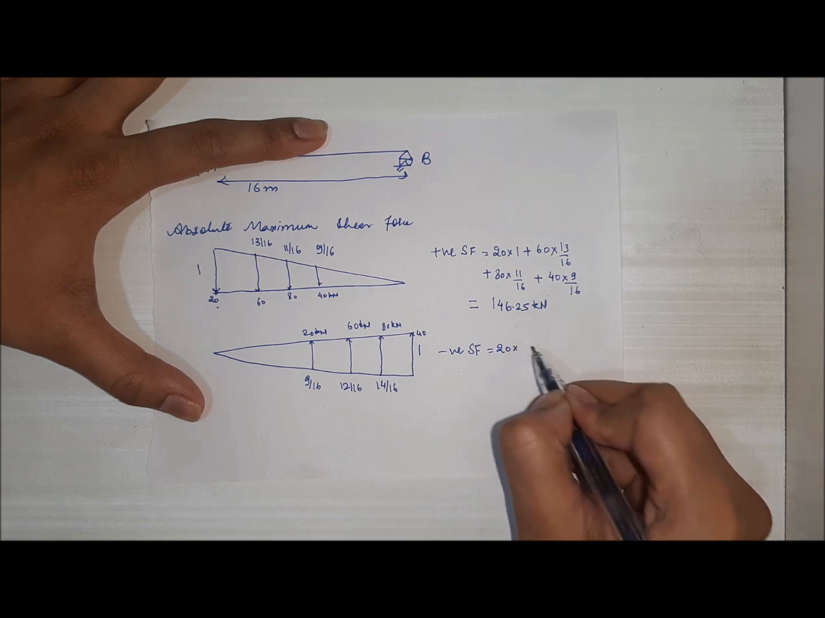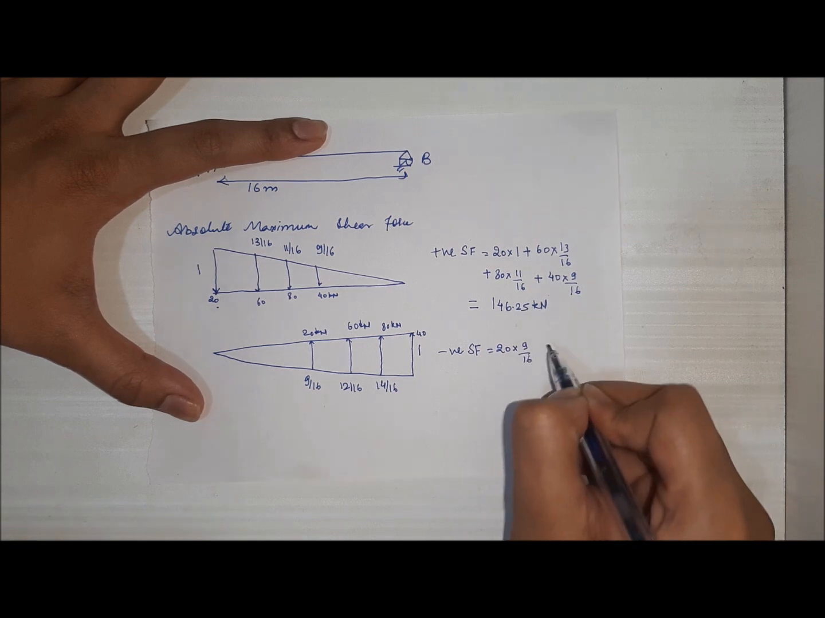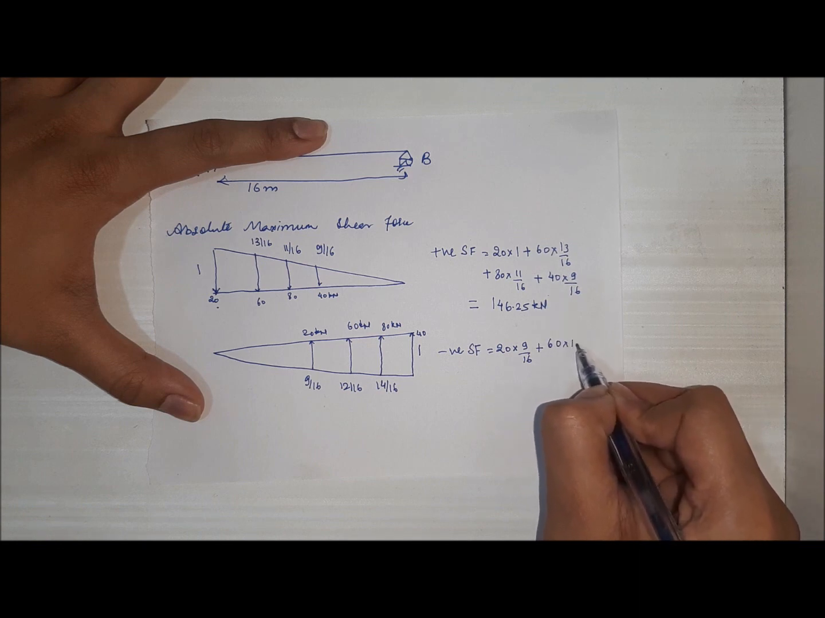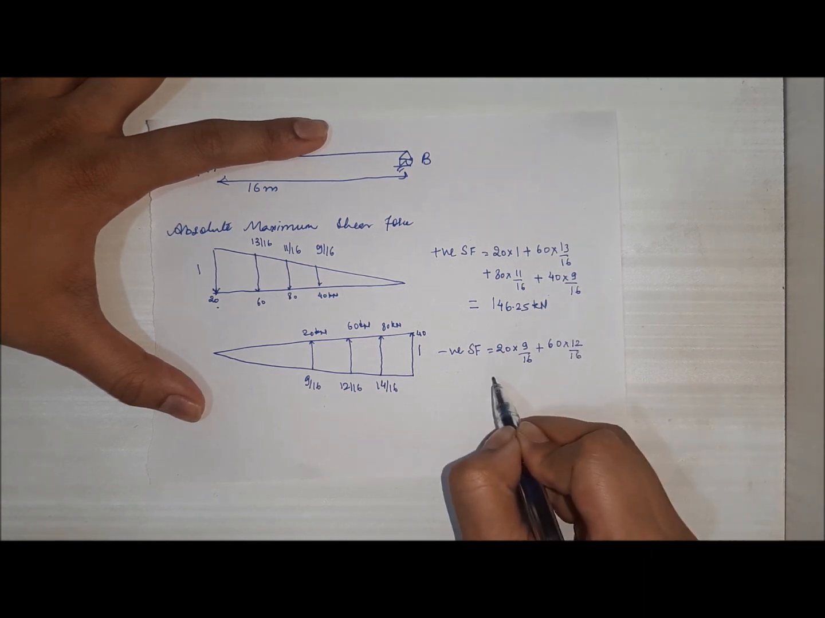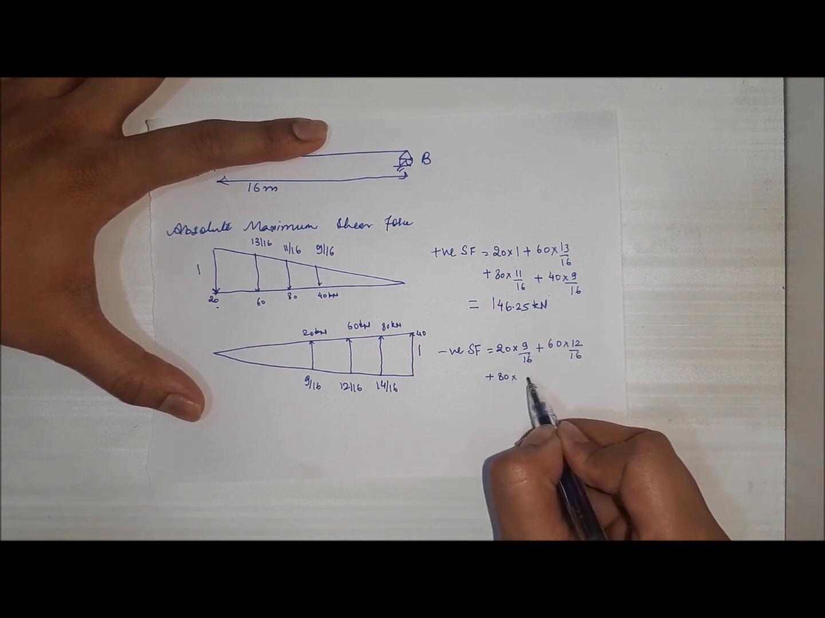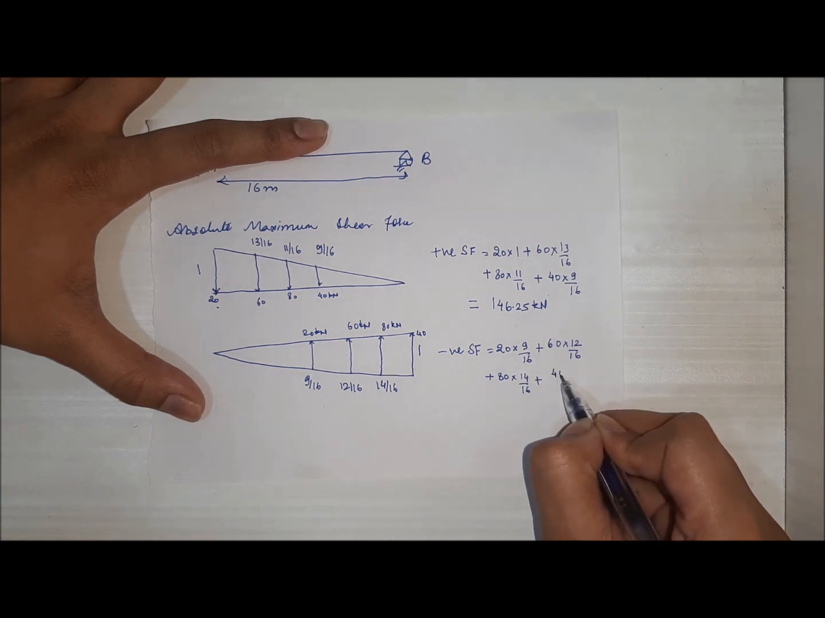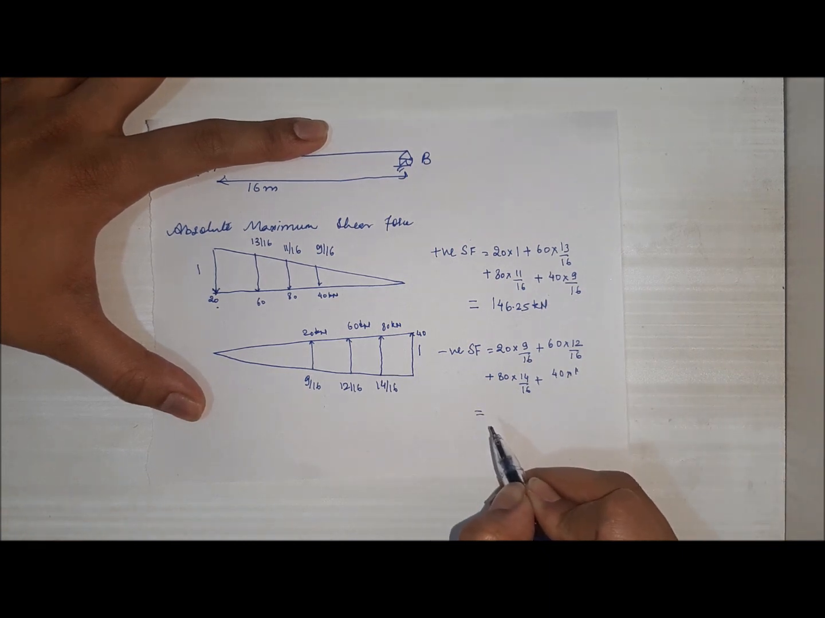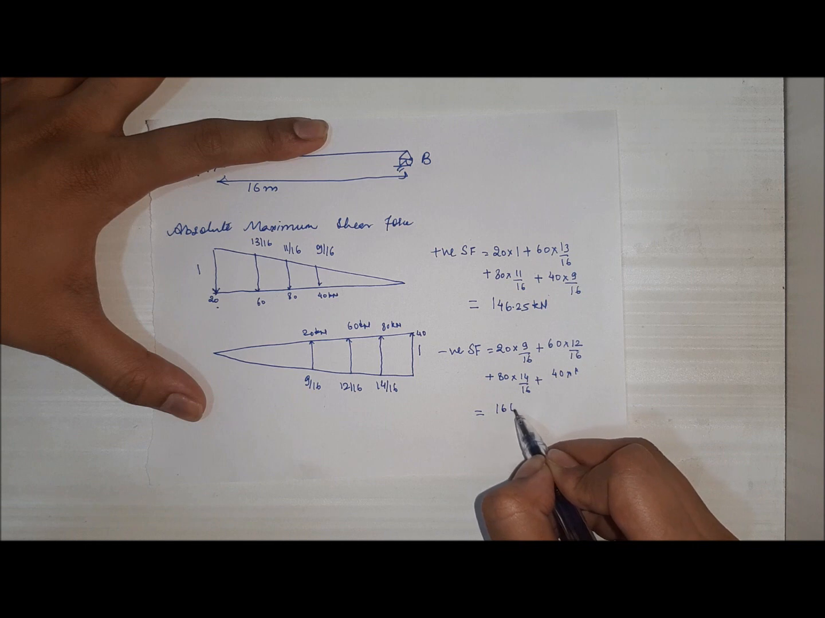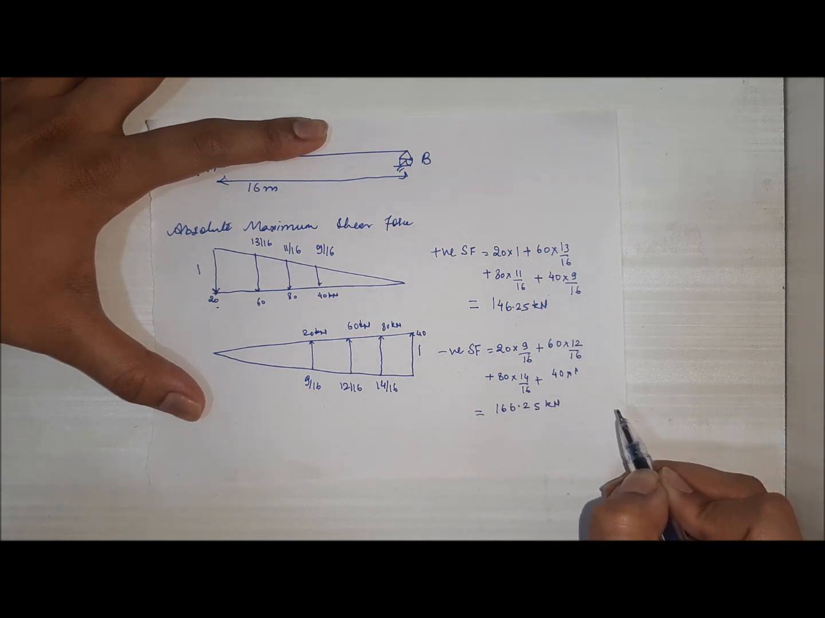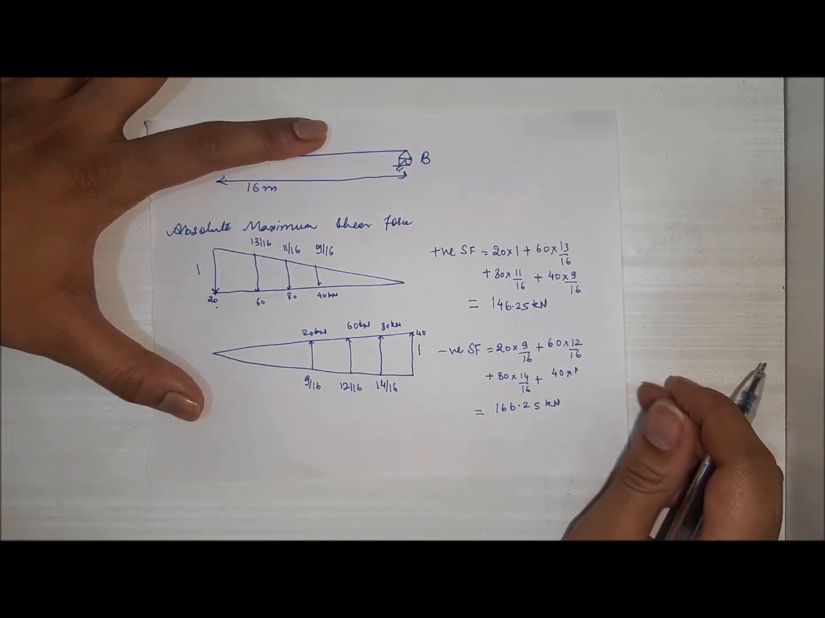20 load into its ordinate, that is 9 by 16, plus 60 into its ordinate 12 by 16, plus 80 into its ordinate 14 by 16, plus 40 into its ordinate 1, and we will get the value 166.25 kilonewton as our negative shear force.